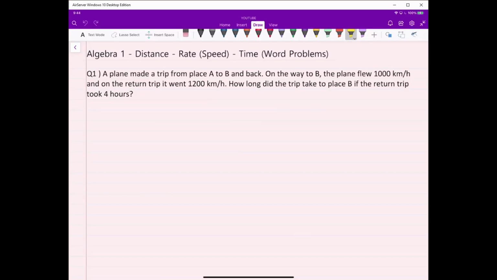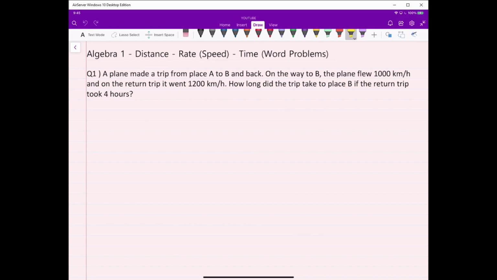Question number 1 is a situation where a plane made a trip from place A to B and back. On the way to B, the plane flew 1,000 km per hour, and on the return trip, it went 1,200 km per hour. How long did the trip to place B take if the returning trip took 4 hours?